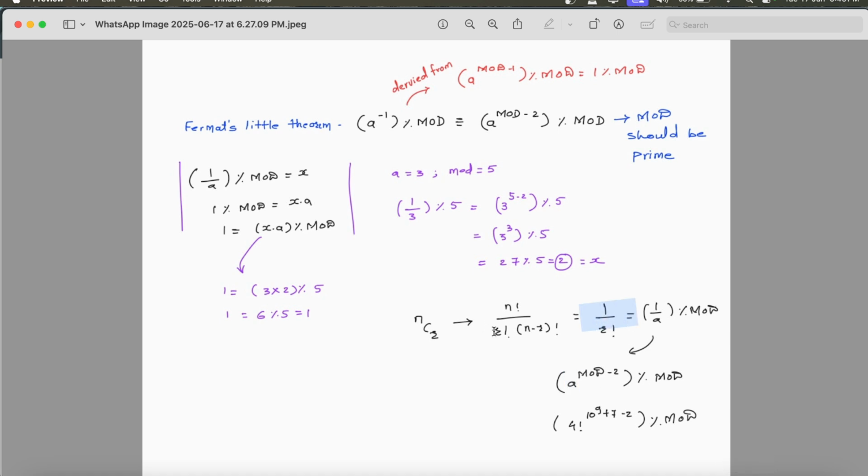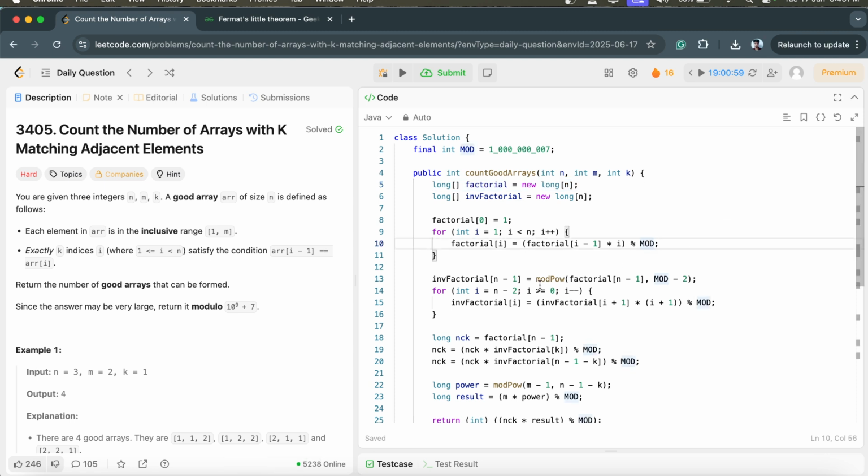Let us suppose r's factorial is what we are trying to figure out. The factorial value is the a value, the mod value is 10 to the power of 9 plus 7, and minus 2 is what we have to apply, because that is the formula that we have, right? Again modulo mod. So this is the answer that we are trying to look for. That's why I have written it right over here in this line number.